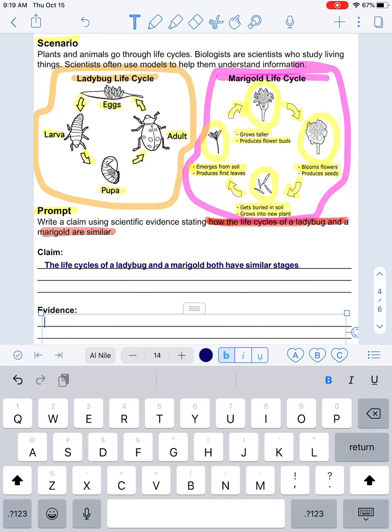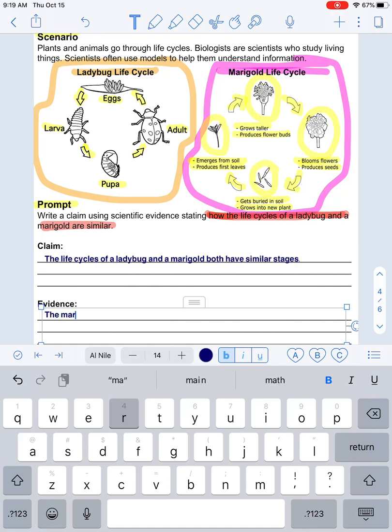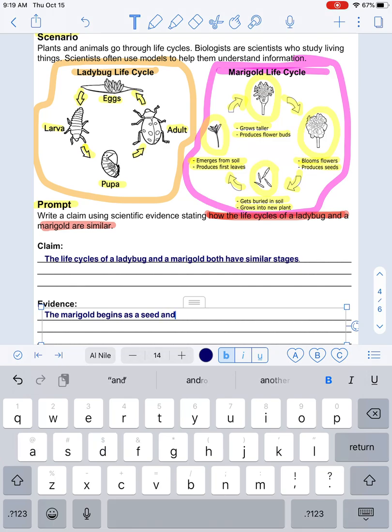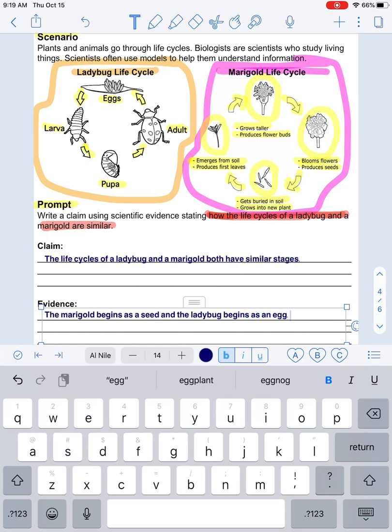So we could say something like the marigold begins as a seed and the ladybug begins as an egg. So those are similar because they're both really small. I can see that those are similar starting points of this life cycle.